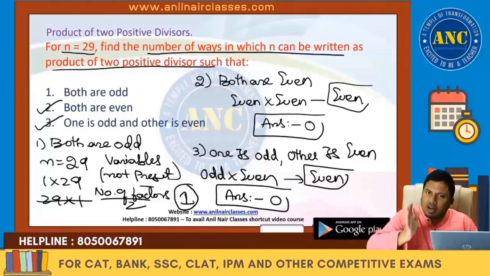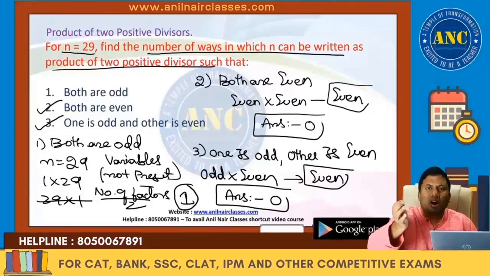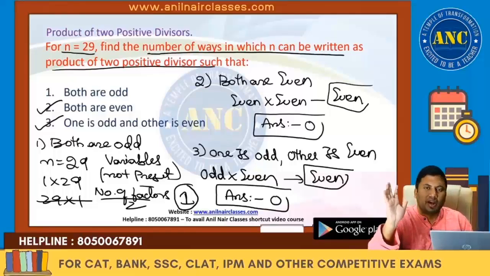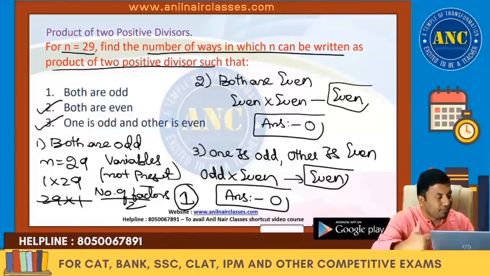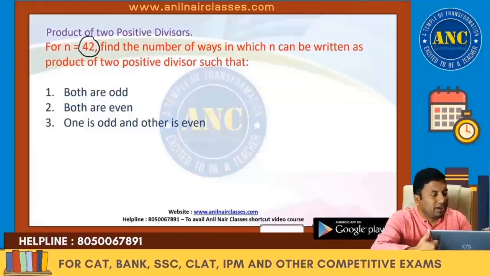Just look at the question. If it is an odd number, it can only be odd into odd. If it is an even number, it will be odd into even, or it could be even into even. That you check it out. I hope it is clear, right? Now, one important n equivalent to 42.